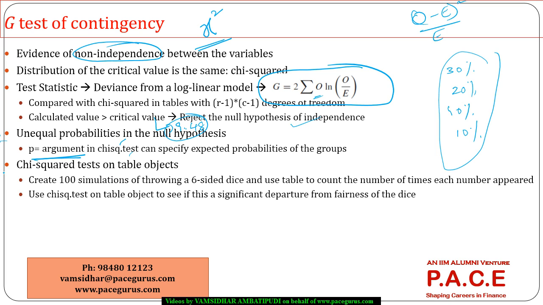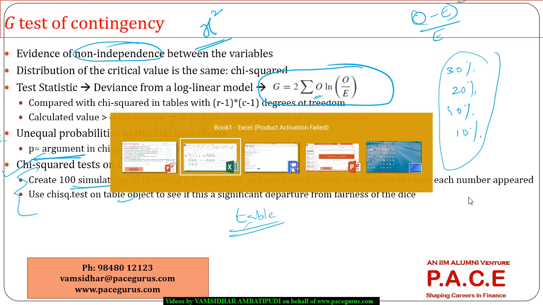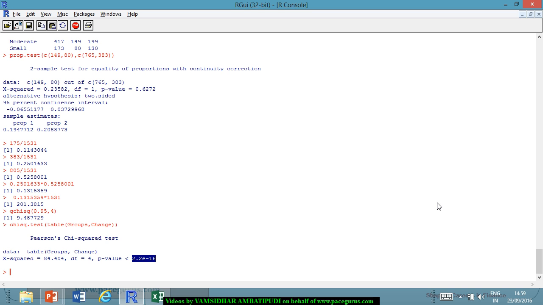Okay, this part on the table we have already tested. I really don't need this activity again. Probably you can take it as an exercise because we have already created a contingency table using the table function. And that table function only I have given as input to the chi-squared test. So that is what we are doing in this exercise. So probably you can simulate 100 simulations of throwing a six-sided dice and use the table to count the number of times each appears. So if required, let's quickly execute it.